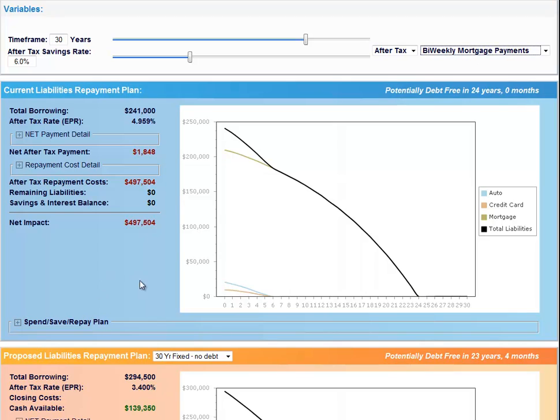And I can start to look at some of the different options and compare them side by side, which I'll do in a future video. For now, this is just a window video on the variables and how they impact, for example, the current liabilities.